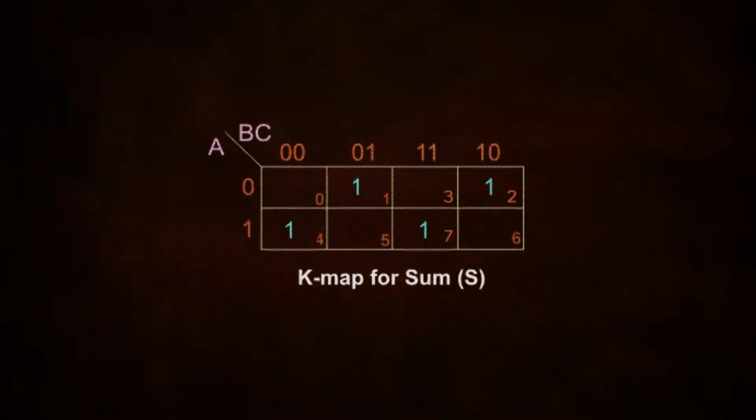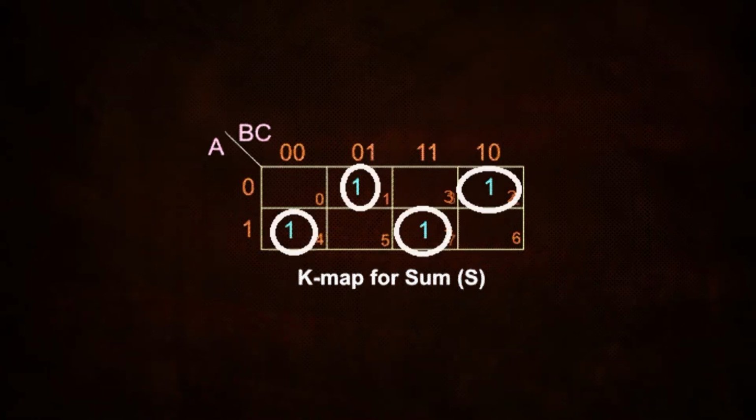Now, let us deduce the sum of products expression for the output sum and Cout using K-map. Draw the K-map for the output function sum. From the truth table, we see that the input values 0 0 1, 0 1 0, 1 0 0 and 1 1 1 produce 1 for the sum output.